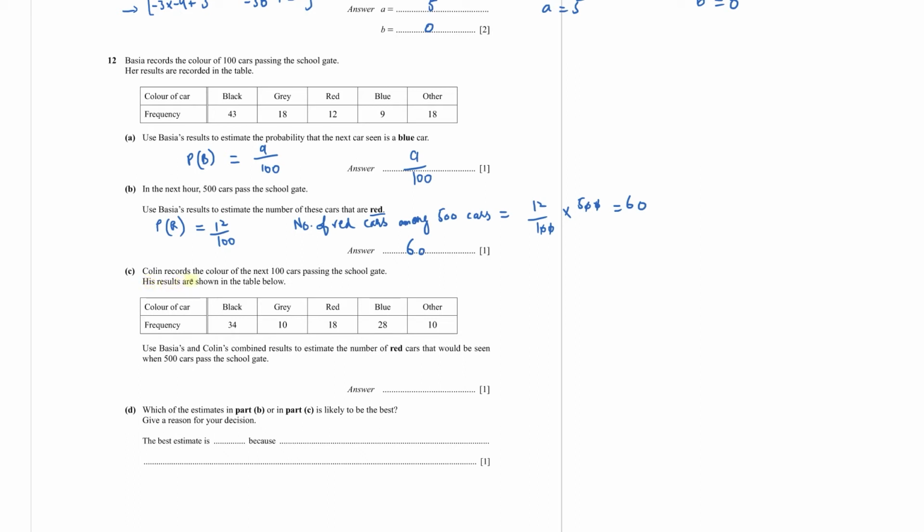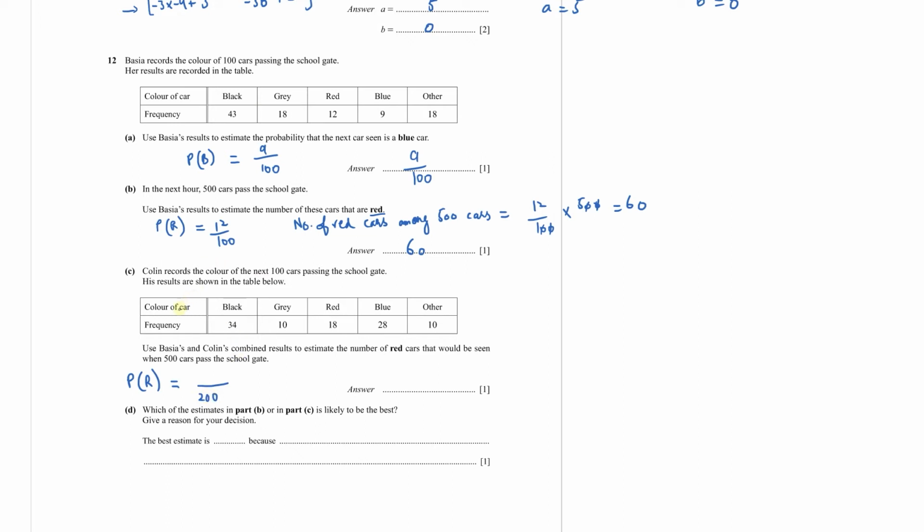Part C is Colin records the color of the next 100 cars passing the school gate, and his results are shown in this table. Use Bessia's and Colin's combined results to estimate the number of red cars that would be seen when 500 cars pass the school gate. So now we have to recalculate the probability of seeing a red car. If you're combining the results, how many total cars did Colin and Bessia see combined? Each one of them saw 100, so total cars were 200.